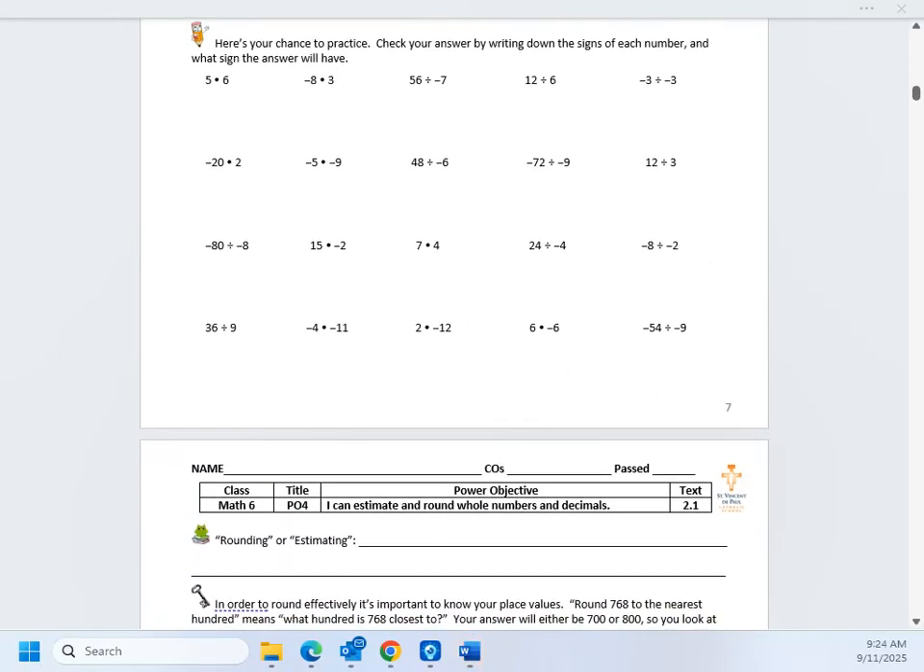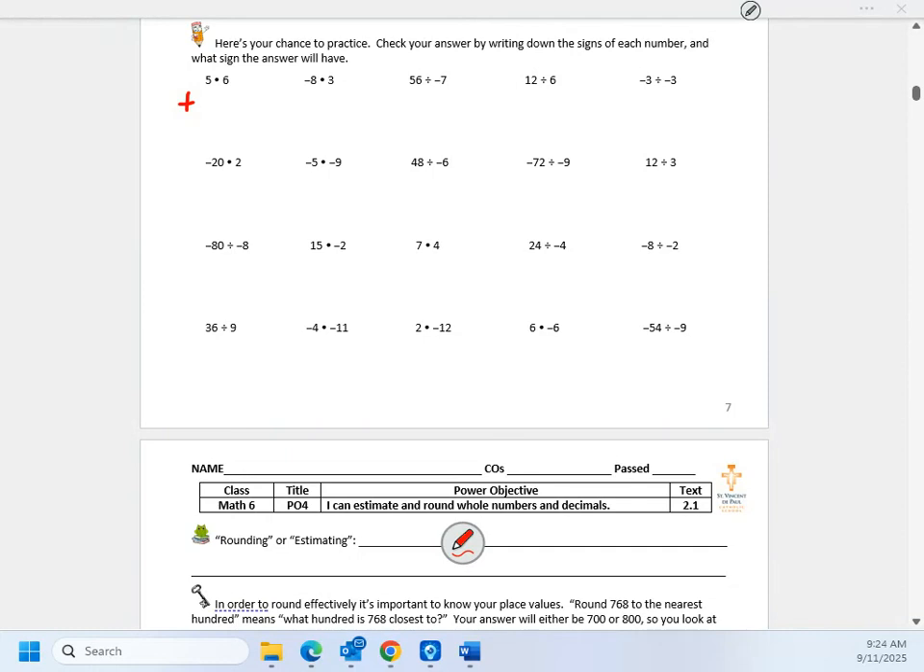So let's look at our first one. We have a positive 5 and a positive 6. First thing I take care of is the sign. Positive times a positive. My answer is going to be, everybody? Positive.